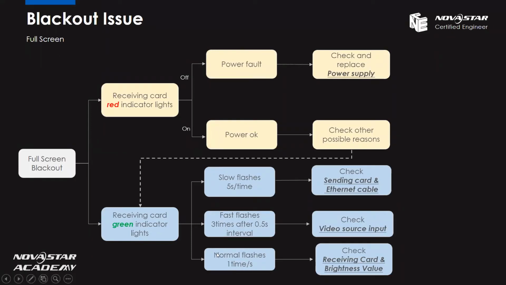And the third situation, if our receiving card green indicator light flashes normally, once a second, it means our receiving card works normally. But if in this case the screen blackout issue still occurs, we need to check some other possible reasons. Like we need to check the receiving card firmware program file, or the receiving card RCFGX file, and see if there is something wrong with these two files. And also, we need to check the brightness value. Make sure your brightness value is not 0%. And also, make sure the screen control settings in the software are normal.